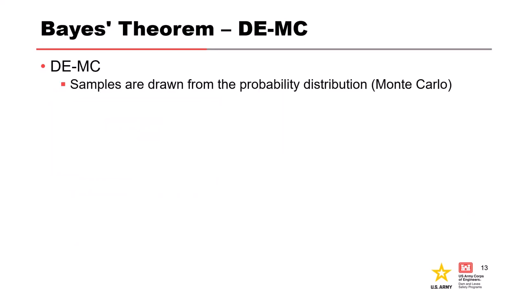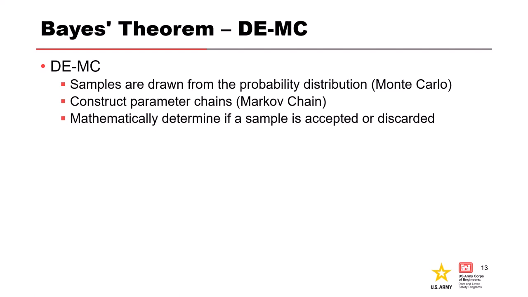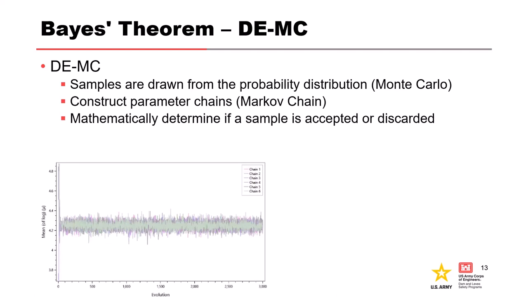So using DEMC allows us to draw samples from the probability distribution and then construct chains from that. This adaptive sampling process gives us the ability to find the answer in the denominator rather than solve it algebraically. So again, we construct those chains, and then the process mathematically determines if a sample is accepted or discarded.